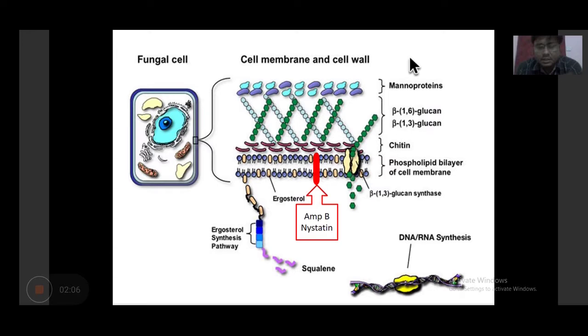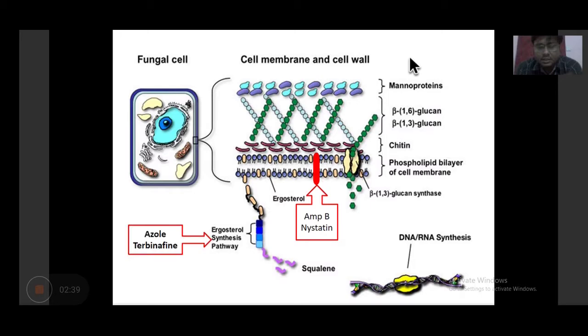So this is amphotericin B and nystatin. You can see it is targeting the ergosterol, basically. We will see what exactly the mechanism of action is, but just here you can see the site of action of these drugs. They are actually making pores in this cell membrane after binding to the ergosterol, and this pore will lead to leakage of some very important ions, causing cell death.